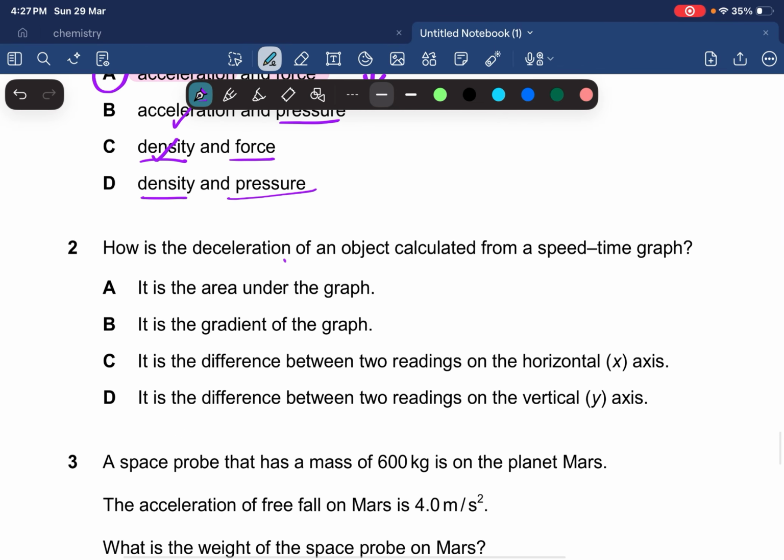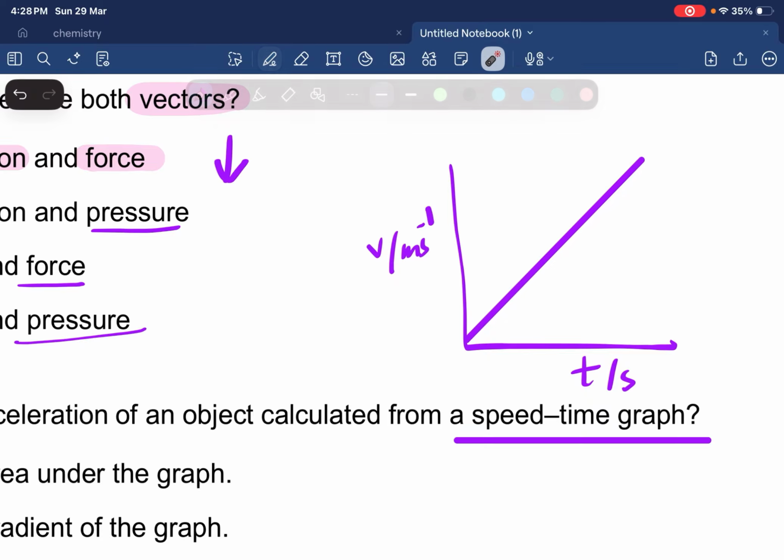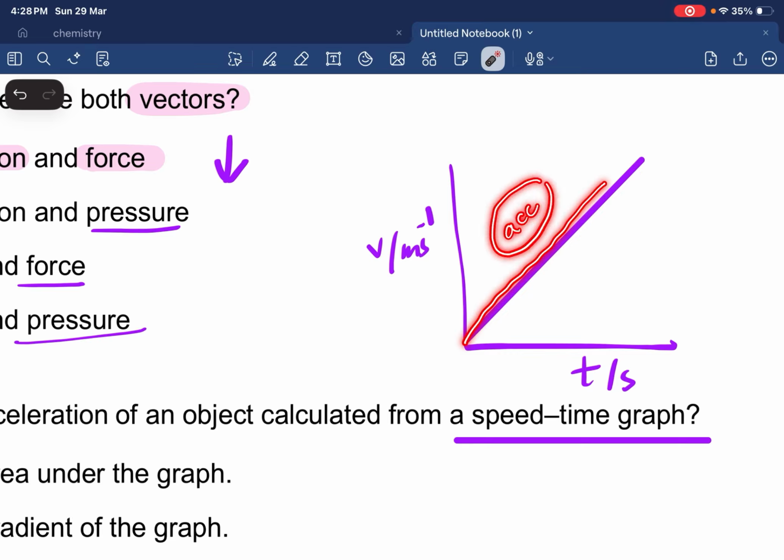How is the deceleration of an object calculated from a speed time graph? The gradient of the graph. Because you know that this is your speed, in meters per second, and that's your time. And you know that the gradient of a velocity time or speed time graph tells you the acceleration. Why does the gradient tell you acceleration?